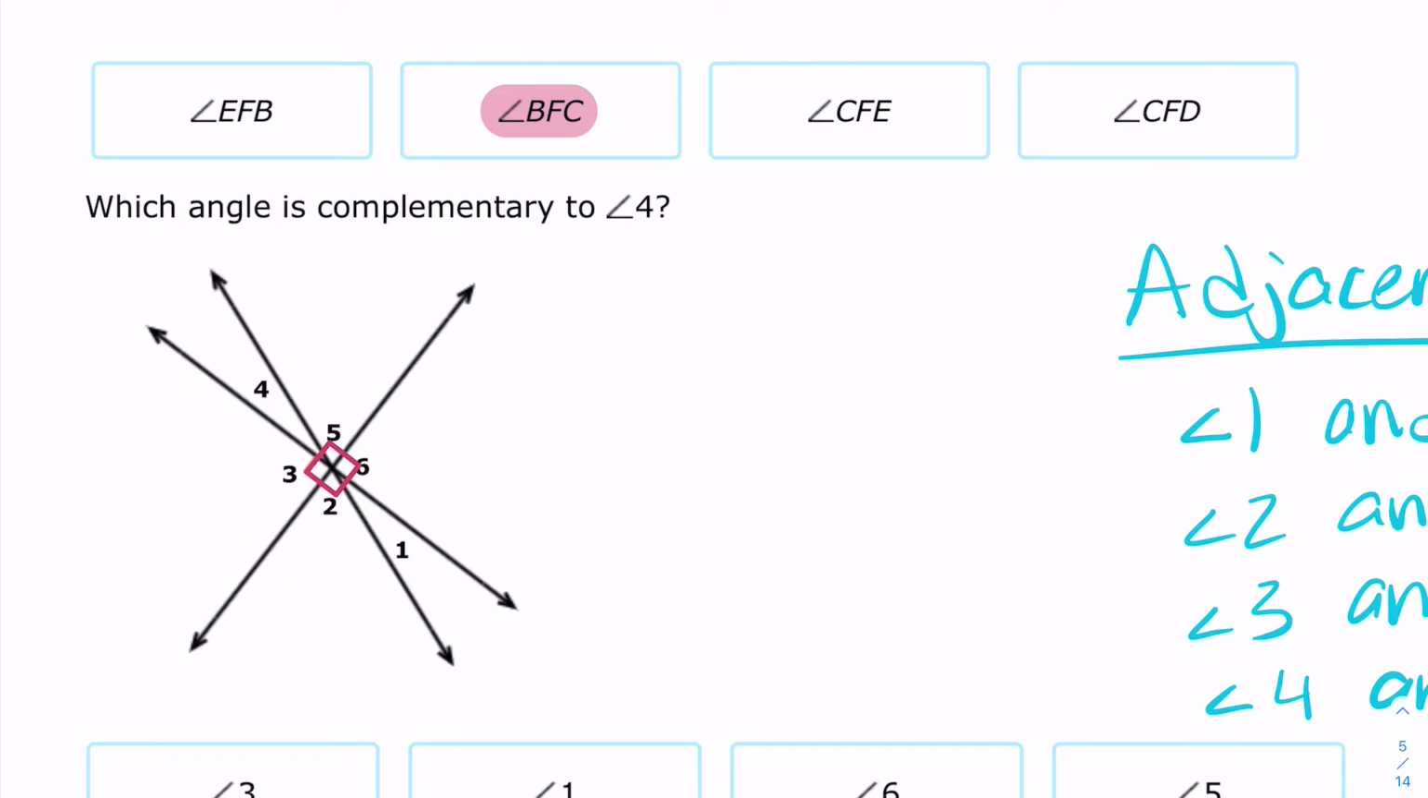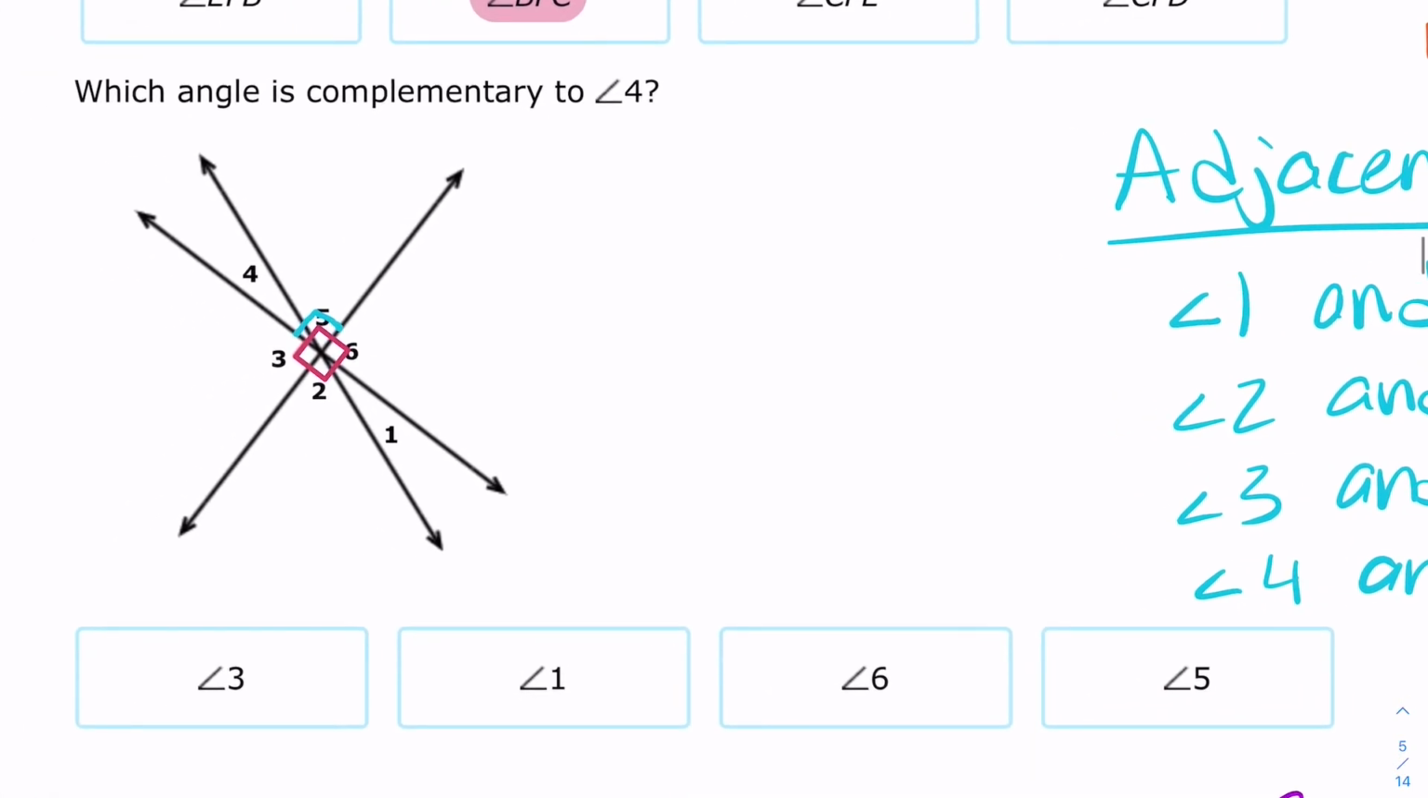Looks pretty good. Now, what's complementary to angle 4? Well, angle 4 is right here, meaning that it would have to be angle 5. So angle 4 and angle 5 work together to make a 90-degree angle. Okay? What I could also say is 5 and 2 are vertical. So 5 and 2 are equal.